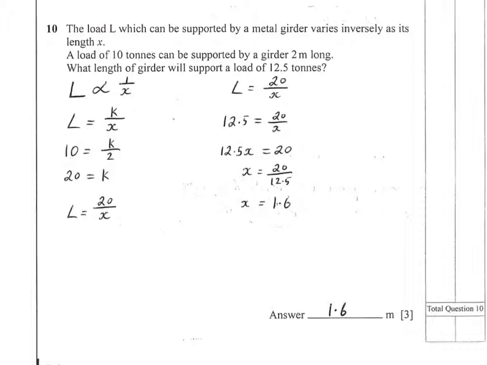Direct proportion, the load L is inversely proportional to the length x, so we get L is proportional to 1 over x, which means L equals k divided by x. Find what k is. k is 20, so our formula is L equals 20 divided by x. When the length is 12.5, we're going to rearrange this, multiply across by the x. 12.5x is 20, x will equal 20 divided by 12.5, x will equal 1.6.